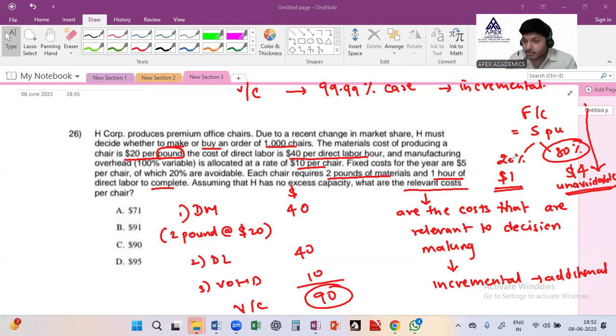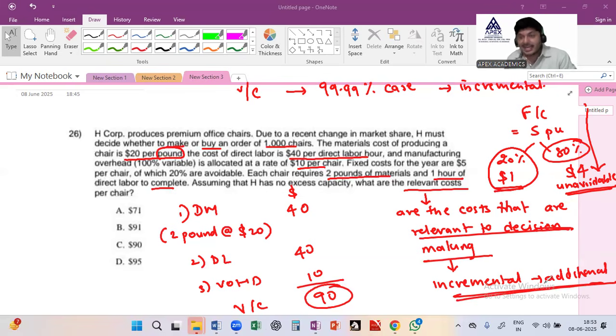But what about this $1? It is avoidable, meaning I will incur it only if I am manufacturing, meaning it is relevant to decision making. It is incremental, it is additional in nature, and it is specific to my manufacturing decision. Therefore, no matter what I do, I have to incur $91 in this specific question.